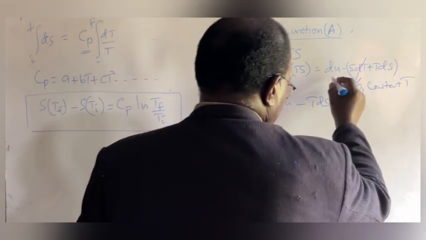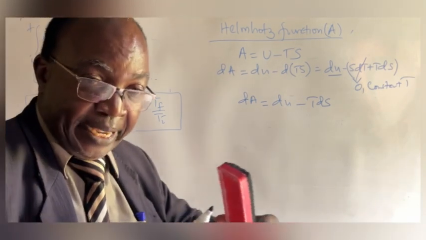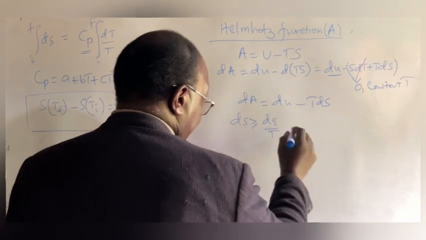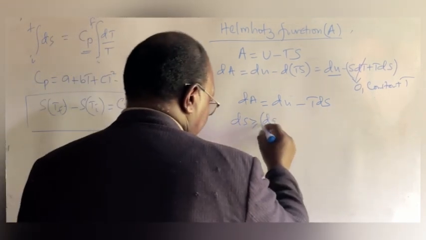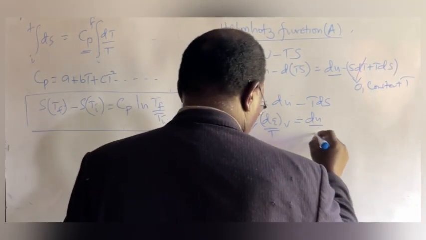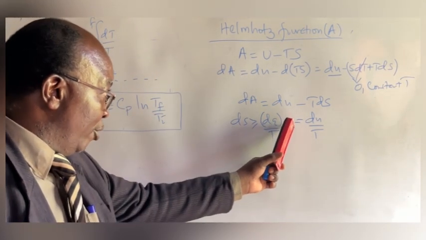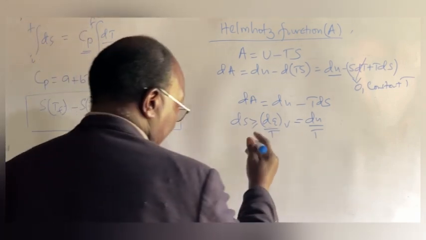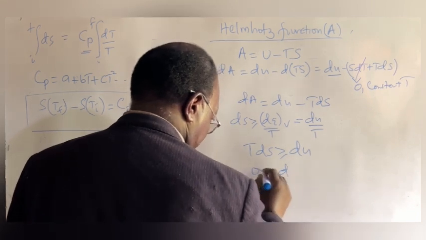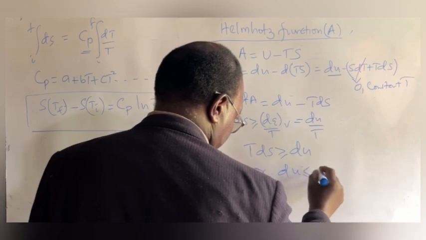But what is dU? The change in internal energy. From the Clausius inequality, dS is greater or equal to dq over T, and that change in energy is under constant volume. If you keep the volume constant, then that will be the same as dU over T. Remember the heat transfer at constant volume is dU. So if you rearrange this quantity, then you'll have T dS is greater or equal to dU, or dU is less or equal to T dS.